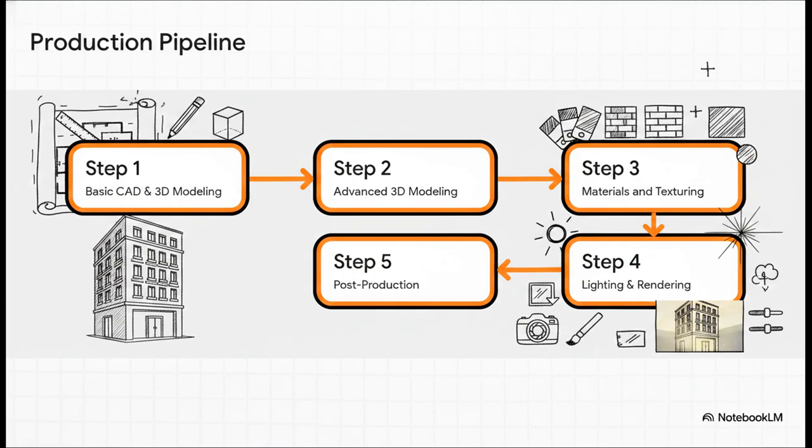So you don't just jump straight into making pretty pictures. This entire visualization ecosystem is built on strict outcome-based education methodologies, and it breaks the whole process down chronologically. Step 1 starts with basic CAD and 3D modeling. This is just getting your floor plans and elevations right. Step 2 elevates that to advanced 3D modeling. Step 3 breathes actual life into the model with materials and texturing. Step 4 brings the drama with lighting and rendering. And finally, Step 5 polishes the whole thing in post-production. It's a highly structured, logical flow, and you kind of have to master each step before moving to the next.